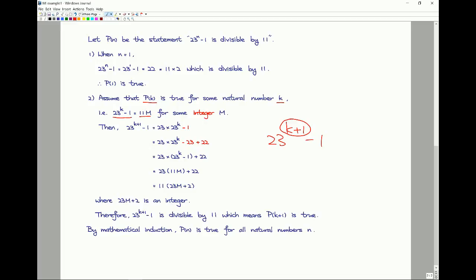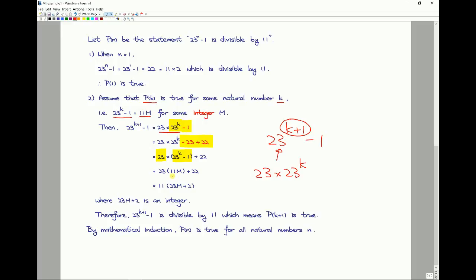Then how do we make use of the induction assumption? The trick is the following. We rewrite this as 23 times 23 to the power k, and you will see 23 to the power k. Then we rewrite this minus 1 to be minus 23 plus 22, so that if you look at the first two terms, there is a common factor, 23. You just take it out, then you will see the expression in the induction assumption.